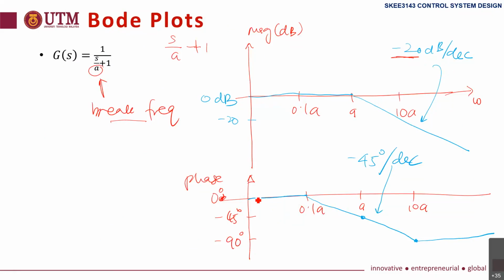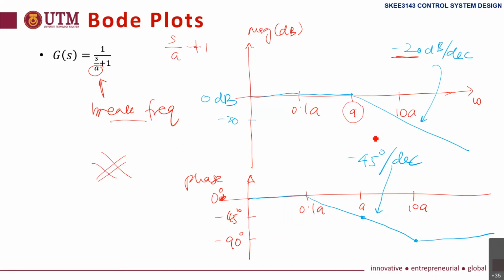And the phase is like this: 0, then minus 45 degrees per decade until 10A, then it stops at minus 90 degrees. So we have to know this. Okay? And the most important point here is A. A is the break frequency.